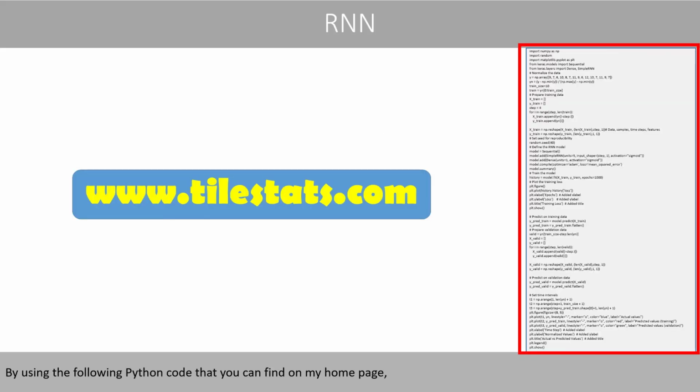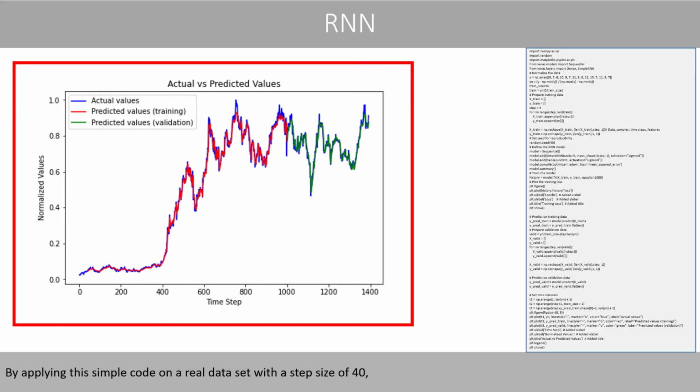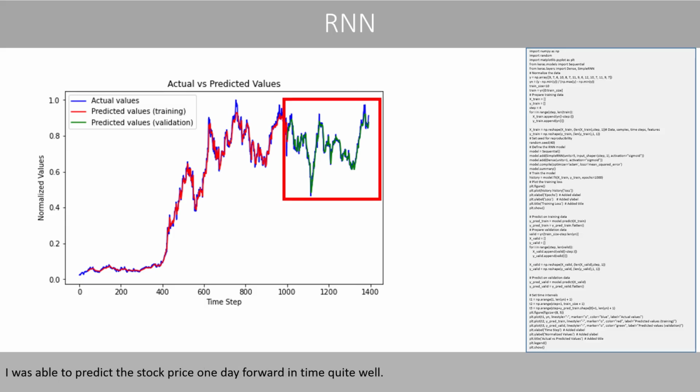By using the following Python code that you can find on my homepage, I was able to get a good prediction based also on the validation data after testing different number of epochs and hidden units. By applying this simple code on a real dataset with a step size of 40, I was able to predict the stock price 1 day forward in time quite well.